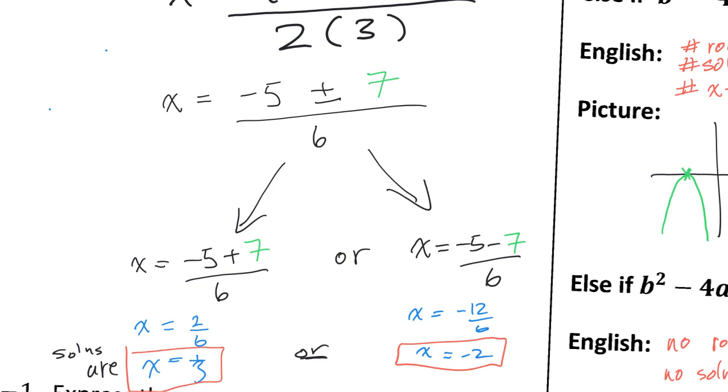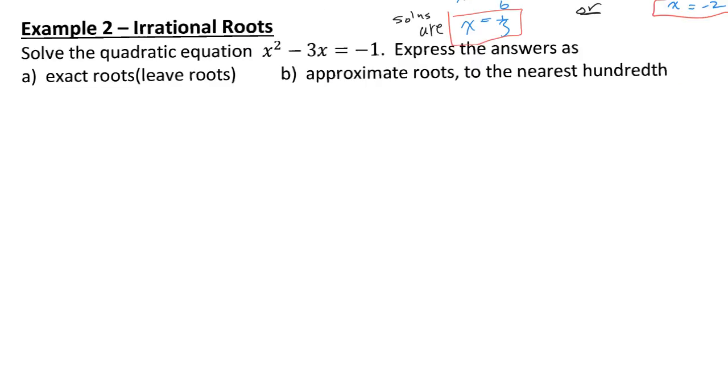Now let's move on to our next problem. So our new problem deals with irrational roots. These are anything that has something like a square root in it for this type of problem. Now, here is the problem that we're working on. It says solve the quadratic equation x squared minus 3x equals negative 1. We're going to express that answer as exact roots and then as approximate roots.